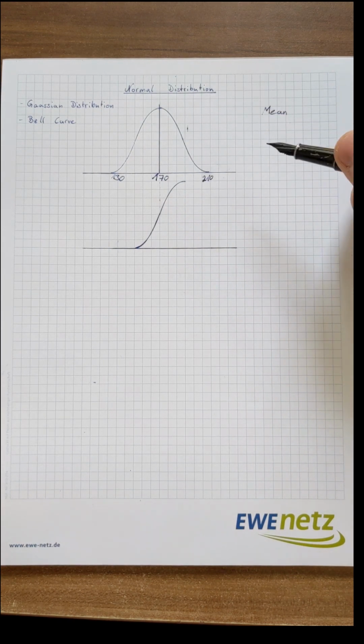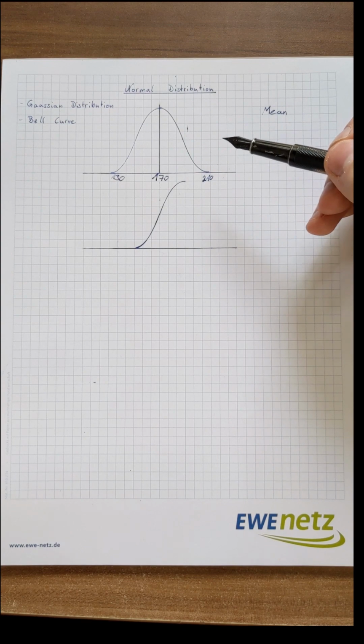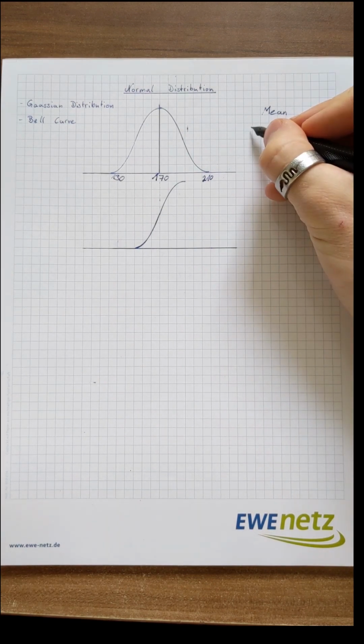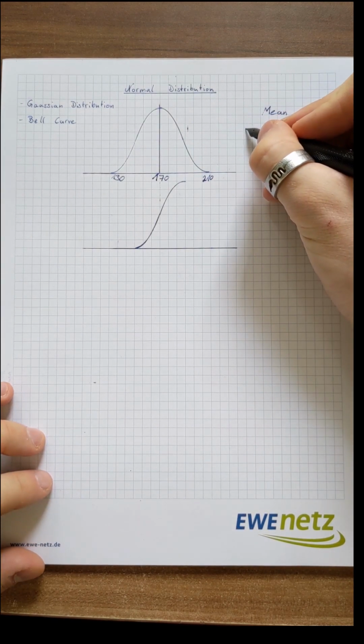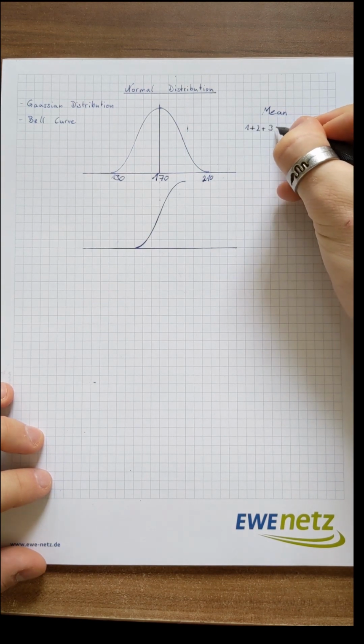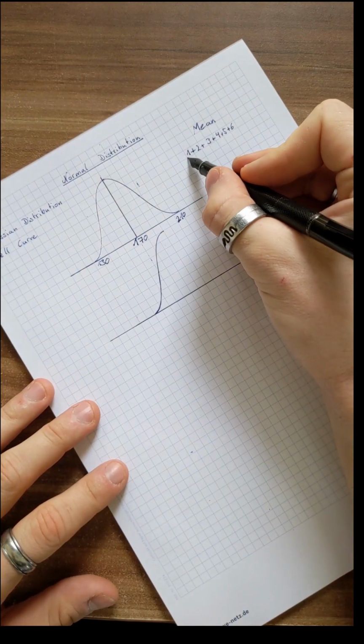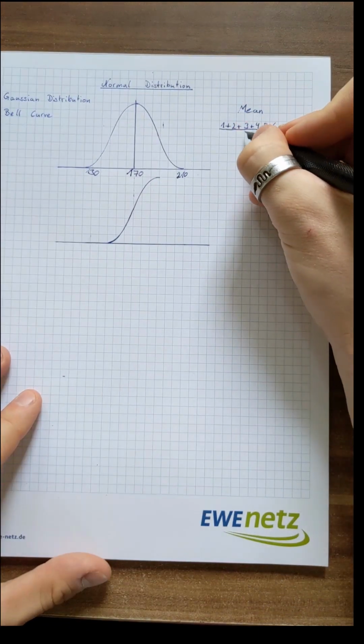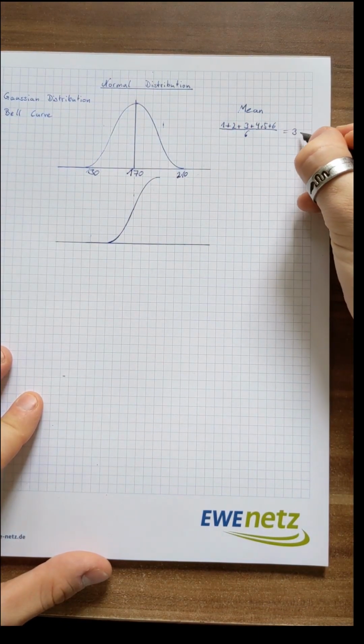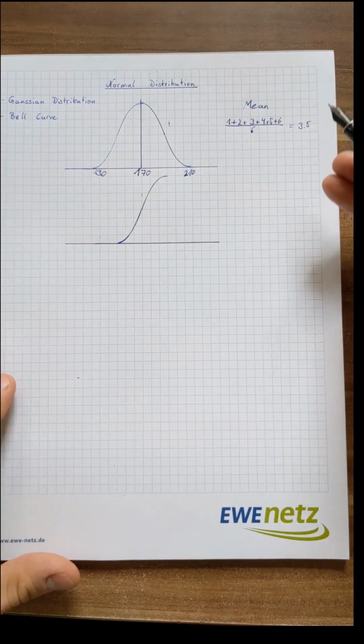Or let's say you would be rolling dice. You have 6 sides, so you have a mean per die of 1 plus 2 plus 3 plus 4 plus 5 plus 6 divided by the 6 sides. So you would have an average of 3.5.